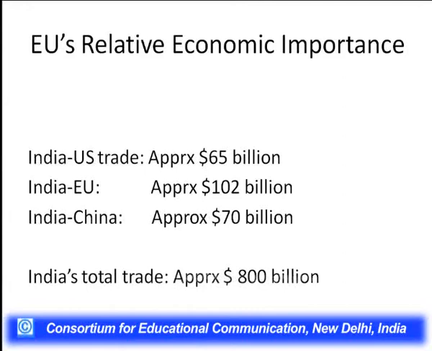If you see the European Union's relative importance for India, India-US trade is approximately $65 billion. Compare that with the European Union: India's trade with the European Union is actually more than $100 billion. That shows how important the European Union is for India. And India's trade with China is approximately $70 billion, and India's total trade with all the countries in the world is approximately $800 billion. So in that context, you can see how important the European Union is for India in terms of economic trade.